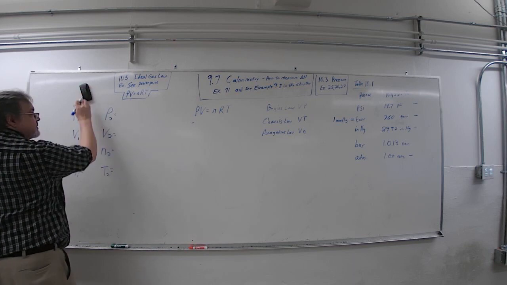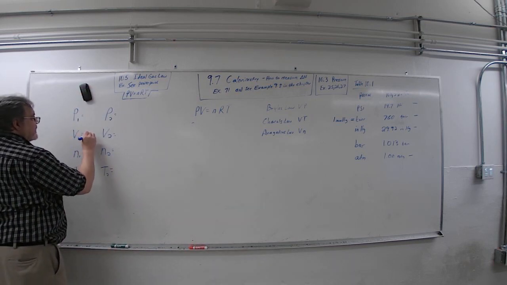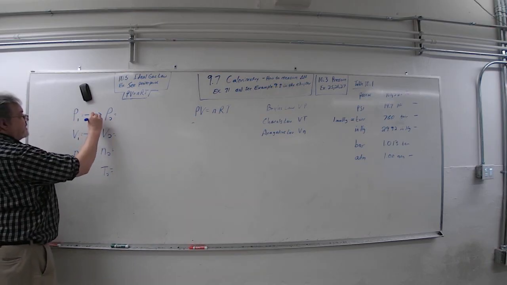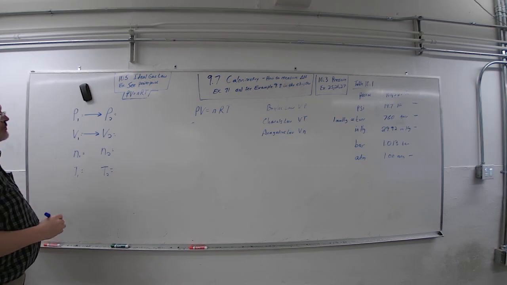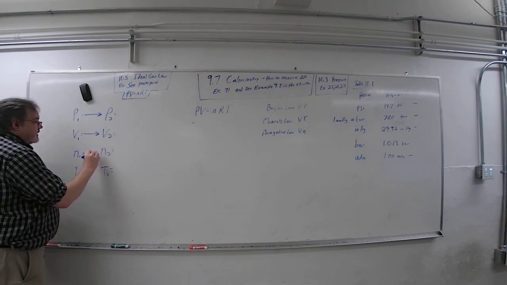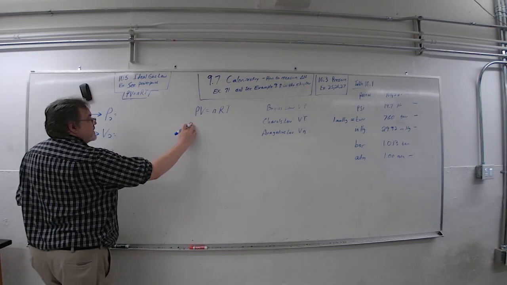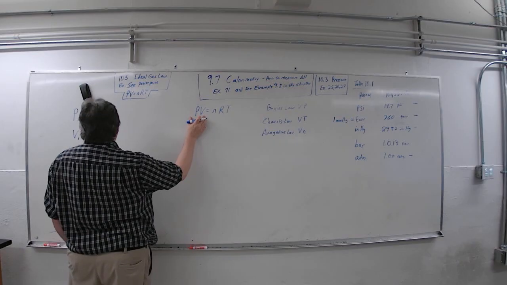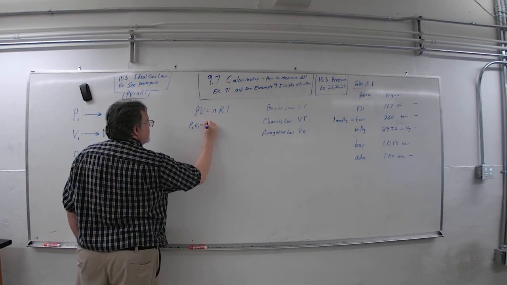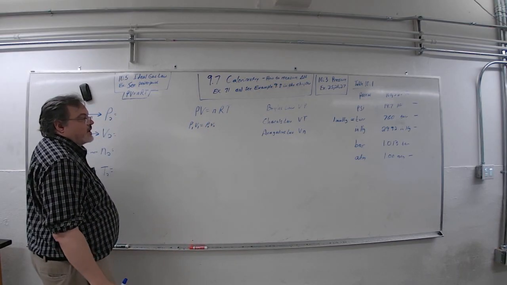So you might come across a problem where volume is changing and pressure is changing, but this stays constant and this stays constant. In which case, you don't have to manipulate this, you're already there. P and V are on the left side. So you'll have P1 V1 equals P2 V2. That is Boyle's law, relating pressure to volume.